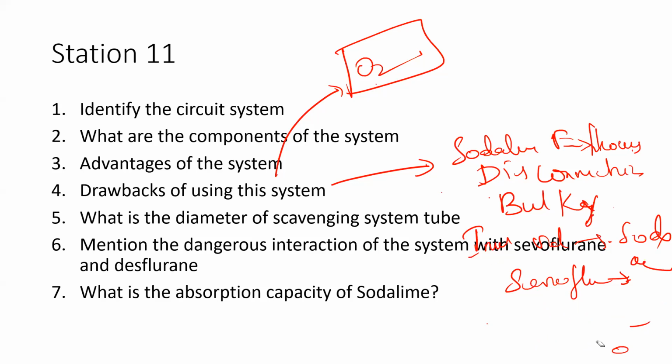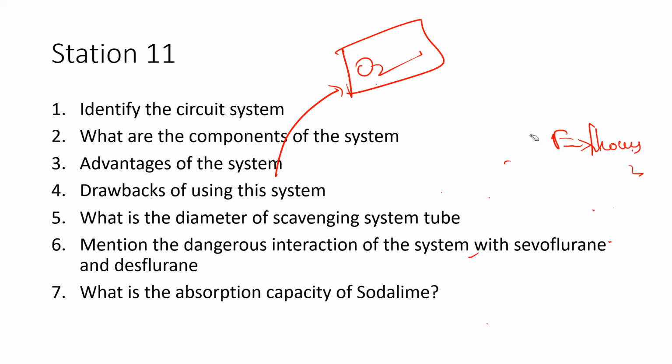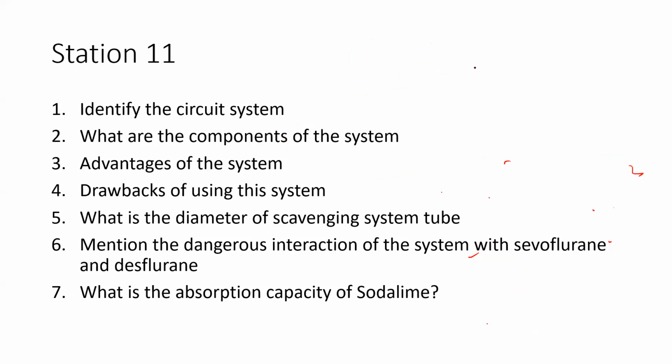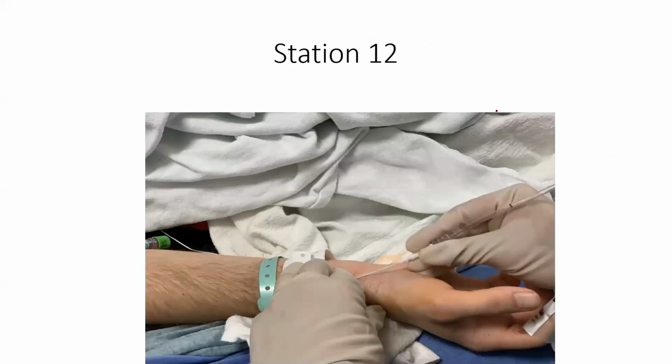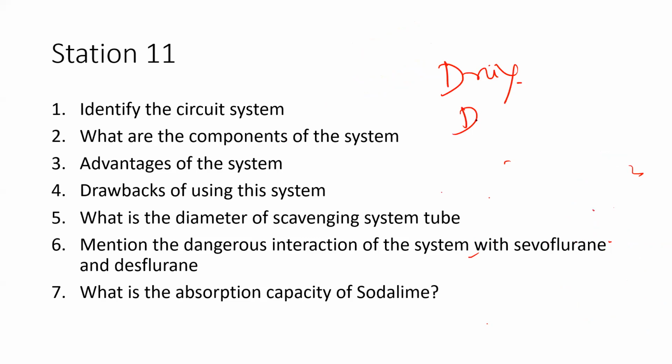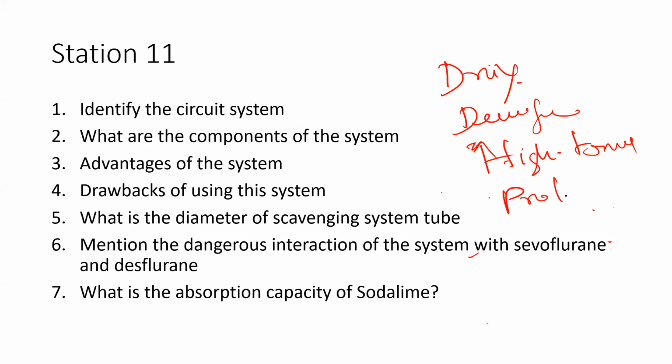Okay, so when do this compound A and carbon monoxide normally develop? When the soda lime is dry, desiccated. So dry, desiccated, when there is high temperature in the soda lime, and when you use prolonged duration of low flows.